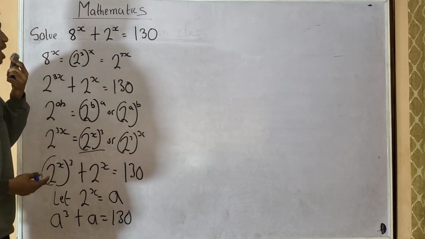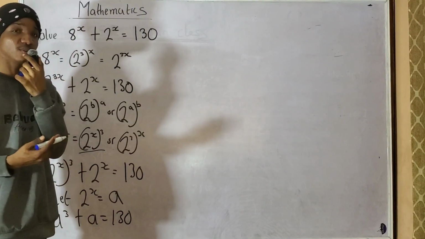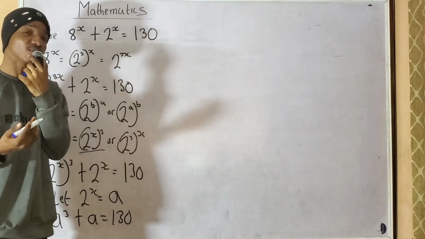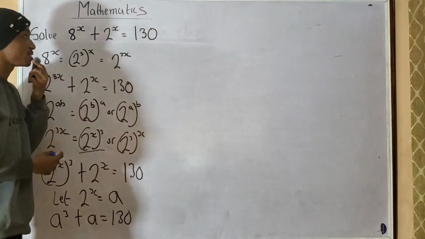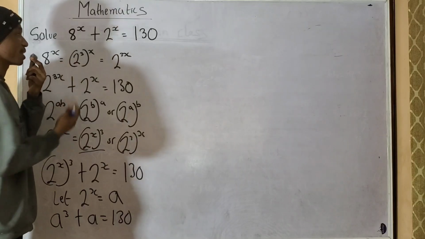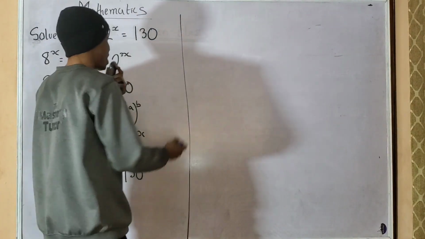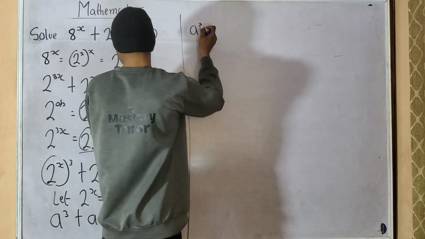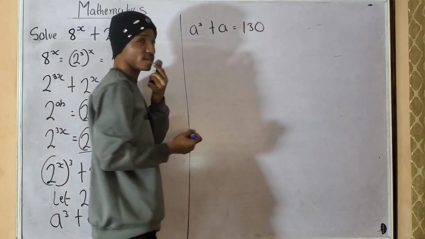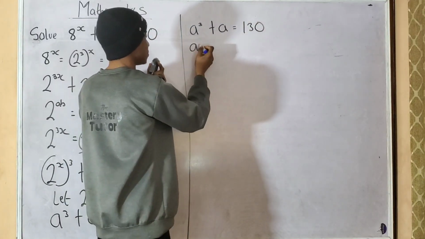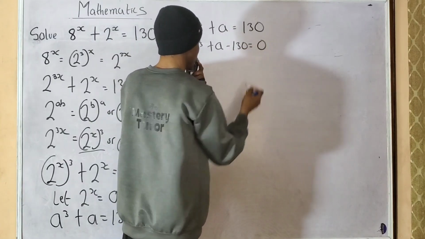Don't forget our goal. Our goal is to find the real solution. In polynomial equations, you can obtain a complex solution or real solution. But our goal in this equation is to find the real value of x. So now, how can we solve this cubic equation? We have a raised to the power of 3 plus a equals to 130. Let us progress like this. I'm going to have a raised to the power of 3 plus a minus 130 equals to 0.